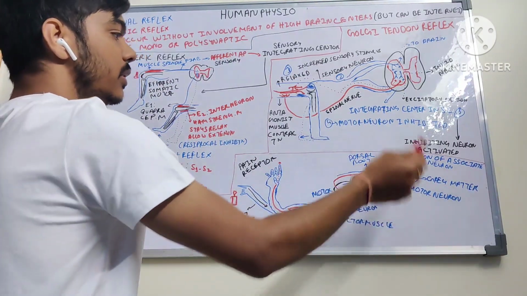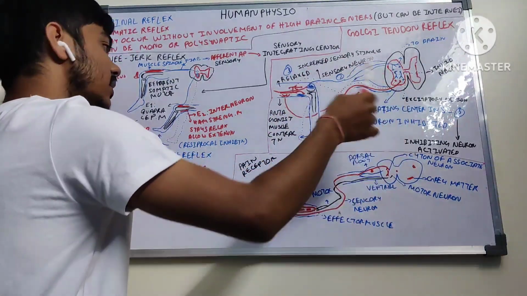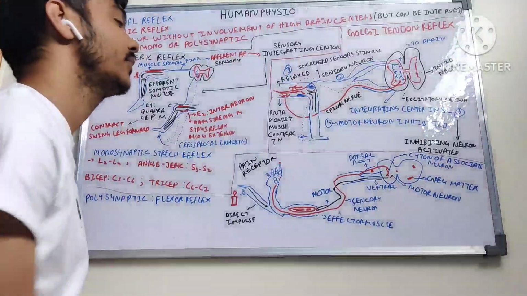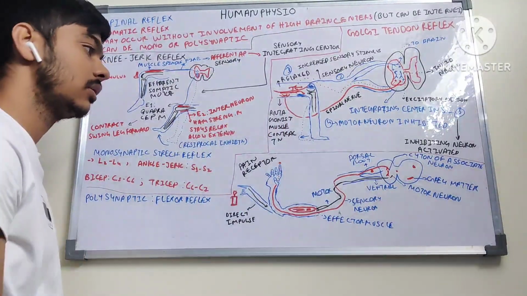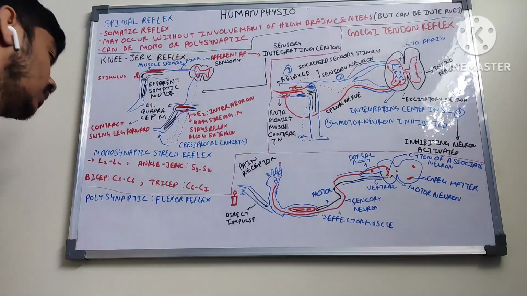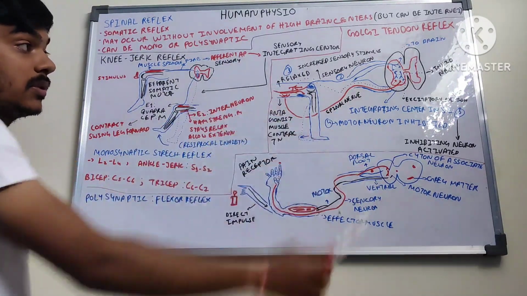And yes, the inhibitory neuron doesn't allow the contraction of this muscle. So this is how the Golgi tendon reflex works. Again, this is also for diagnostic purposes. Next we have, okay, these two are examples of monosynaptic reflexes, right?